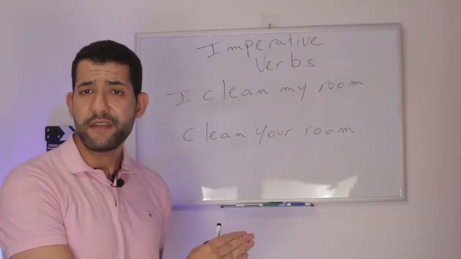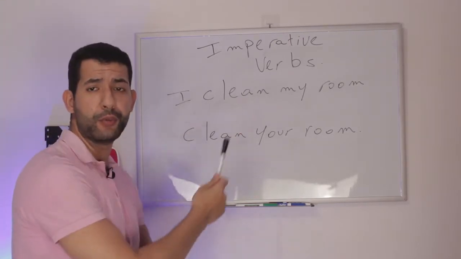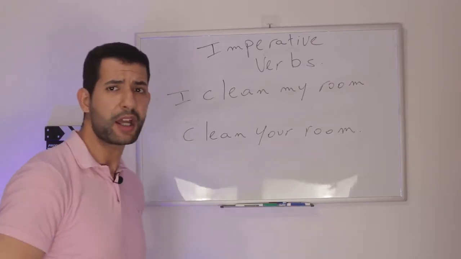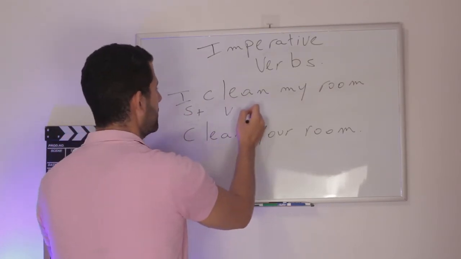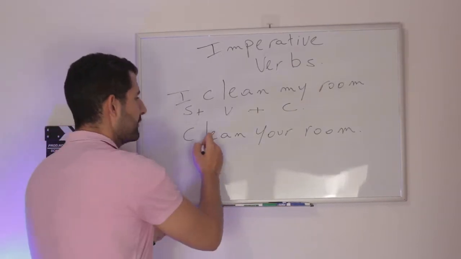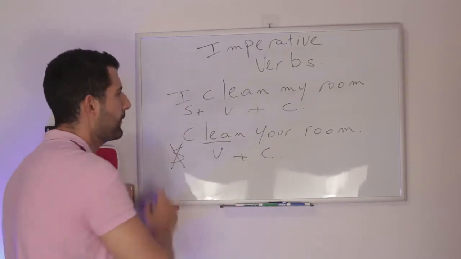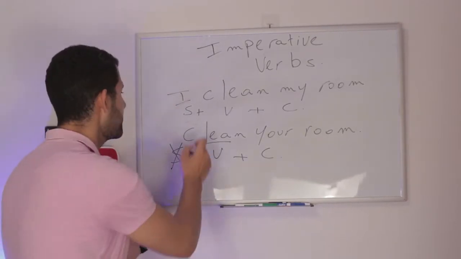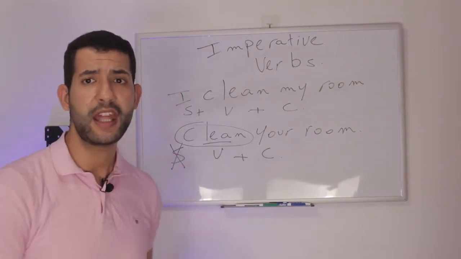Okay, let's consider the difference between these two sentences. عندنا الجملة ديالنا الأولى I clean my room, بينما في الجملة الثانية clean your room. Alright? So, إلا بغينا نشوفوا شنو عندنا في الجملة الأولى, we have a subject, and then we have the verb, and then we have the complement. In the second sentence, we have just the verb, and then we have the complement, but we don't have a subject, okay? So, in this case, when a verb doesn't have a subject, we call this an imperative verb. يعني أنه ما عندوش subject في هذه الحالة هذه والدار باش يعطي واحد الأمر.